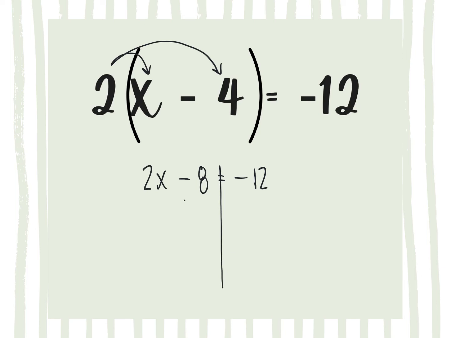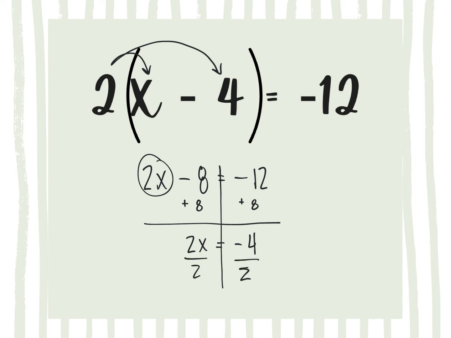From here, you're solving just like you would solve any other equation. So I want to isolate the term with a variable, which means I need to add 8 to both sides. That gives me negative 4. And when I divide by 2, I end up with x equal to negative 2.